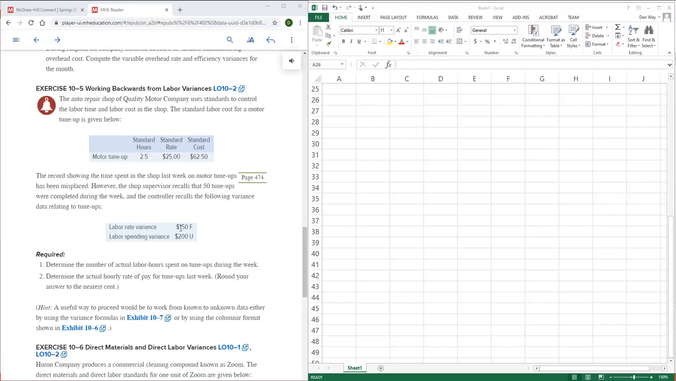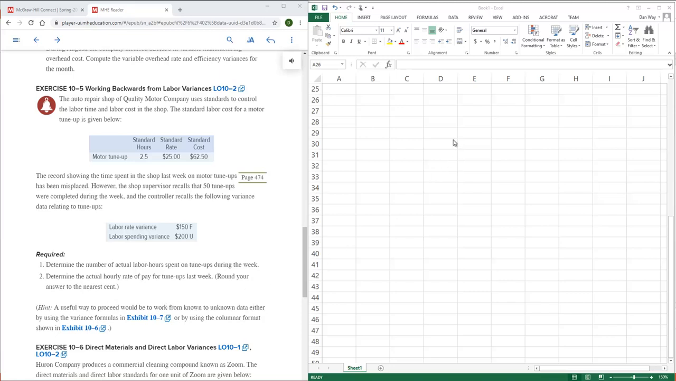So we had a rate variance of $150, and that was favorable, and then we had a spending variance of $200, and that was unfavorable. So we want to determine the number of actual labor hours spent on tune-ups, and we want to determine the actual hourly rate of pay for tune-ups in that same week. The hint they gave us is that we should proceed to work from known to unknown using either the variance formulas or by using the columnar format as shown in Exhibit 10.6 and that we talked about in notes.